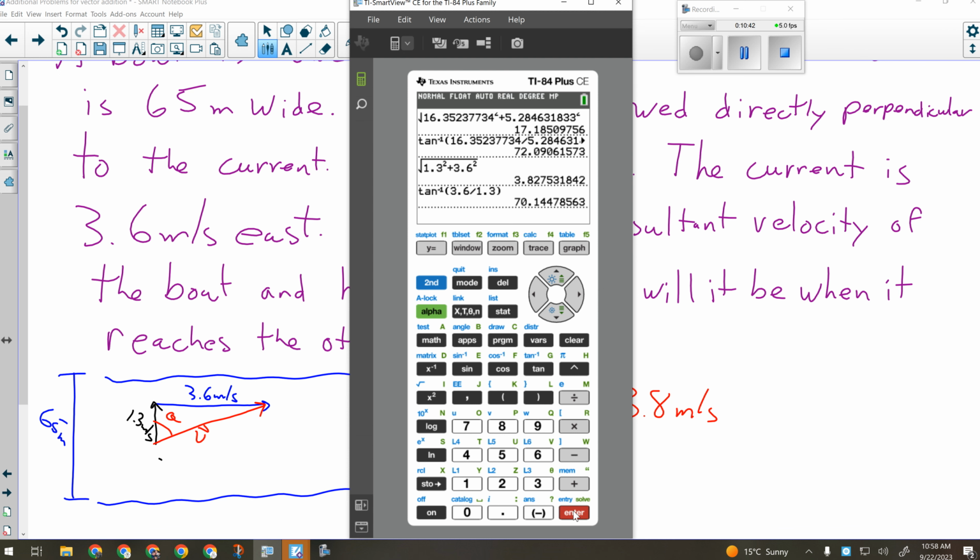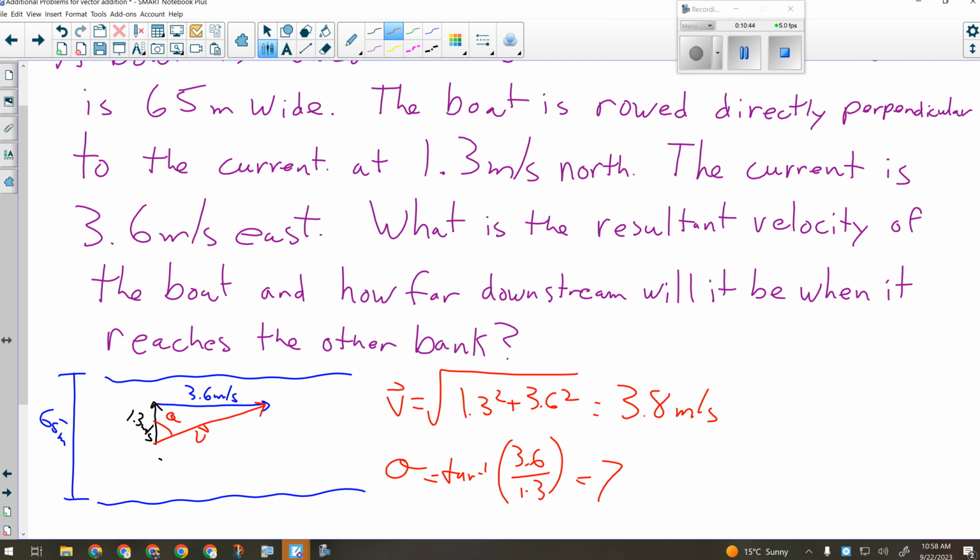All right, so we are looking at 70 degrees east of north, or 20 degrees north of east. And so there's my resultant velocity. That's the first part. Now they want to know how far downstream it's going to be when it reaches the other bank. So we're looking for that.